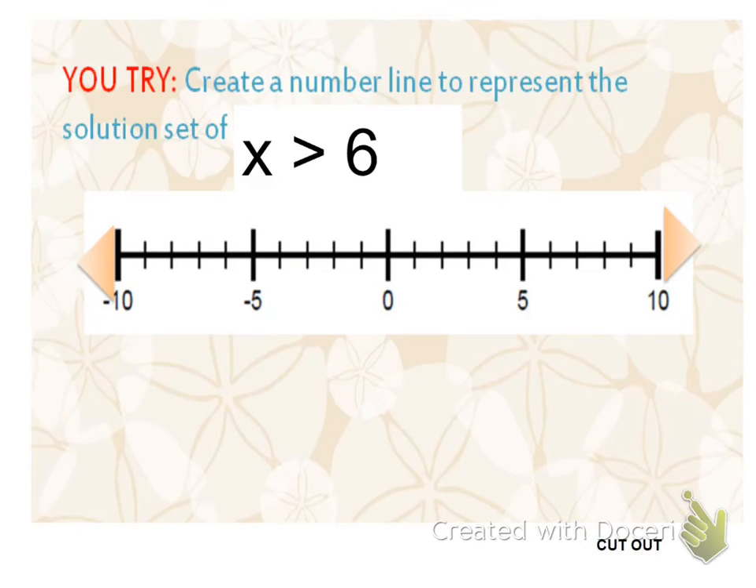All right, so I think you have this in your notes. Go ahead and create this one. Your circle goes on which number? 6. Is it open or closed? Open. And you're shading to the right or the left? Right. To the right. Very good.